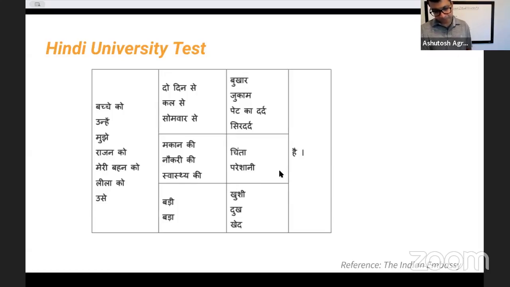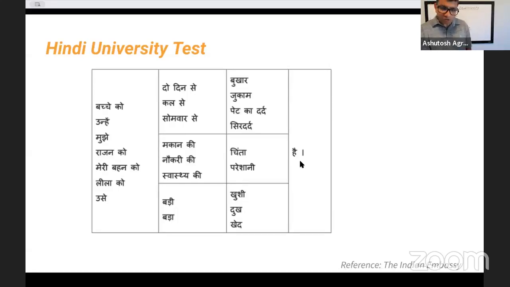बच्चे को सोमवार से सिर दर्द है. And मेरी बहन को बड़ी परेशानी है. Okay, मेरी बहन को बड़ी परेशानी है. Okay. Good job, both of you.